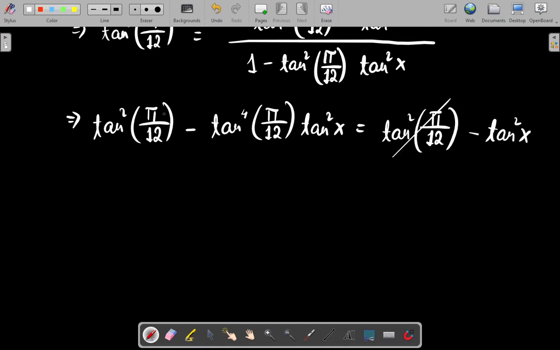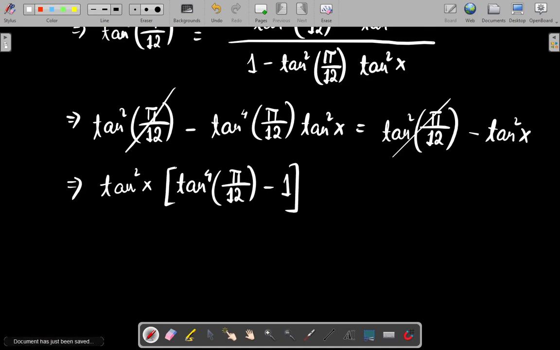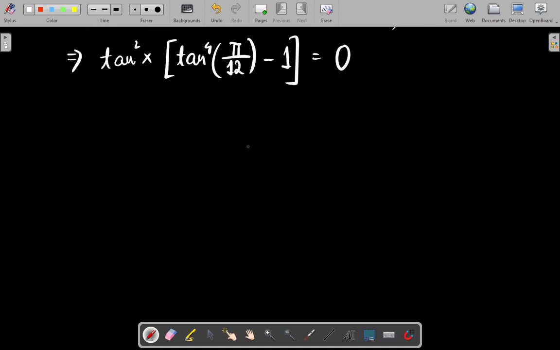So this and this will get cancelled out. If I take this term to the right hand side and take tan²x common, this will become tan²x times (tan⁴(π/12) − 1), and this product will be equal to 0.